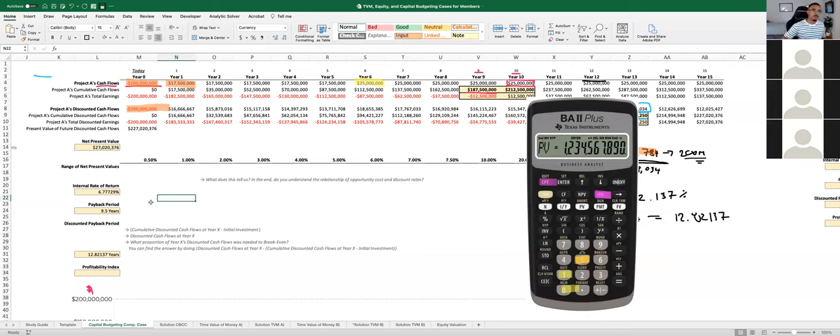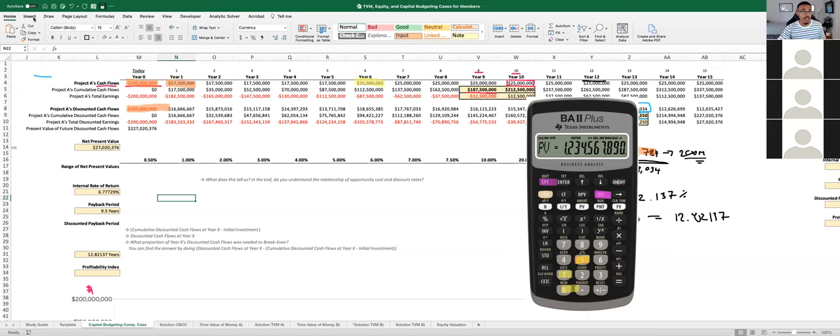So now, we have four of our different capital budgeting tools that we need to use to make an assessment on a project. We're going to look at the last one together, which is the profitability index.